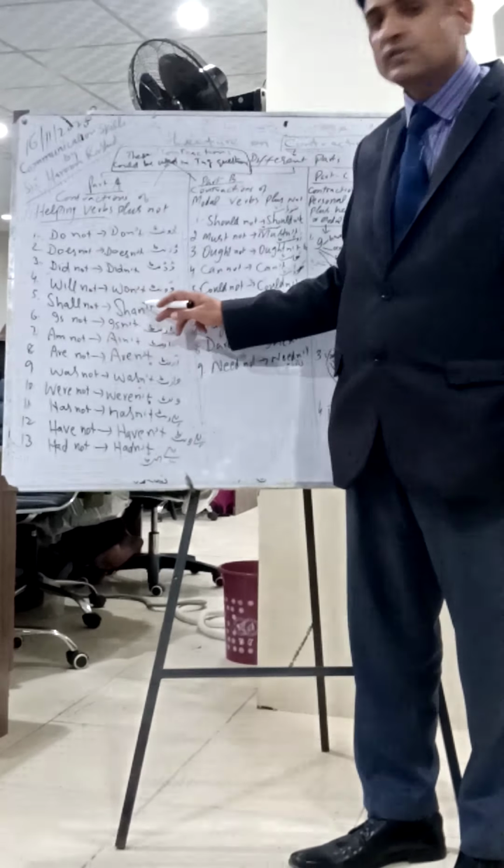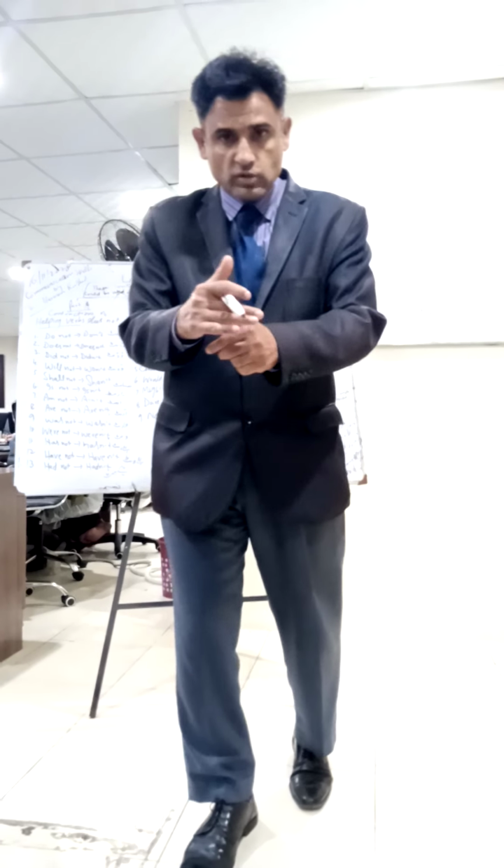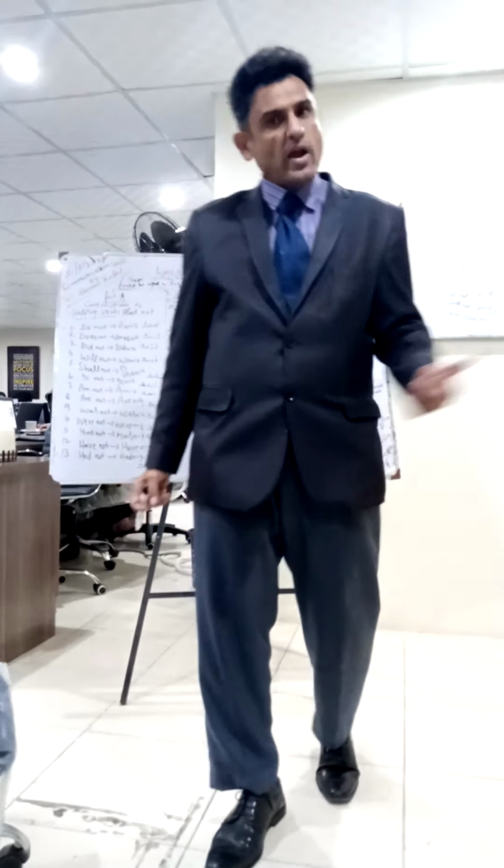For example, do you know me? I do not know you. This is a simple level of spoken English. When you contract do not as don't, this is a strong spoken form. No, I don't know you.